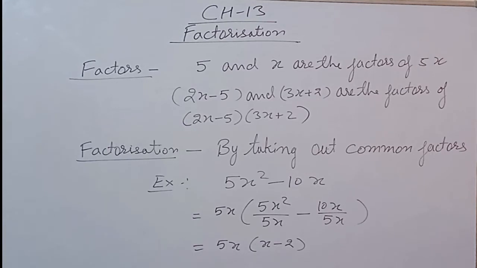So the first method is by taking out common factors. Here we have the polynomial 5x square minus 10x and we will factorize it. By inspection we find that 5x is the greatest monomial that can divide both terms of the polynomial completely. Taking 5x outside, inside the bracket we have 5x square upon 5x minus 10x upon 5x, which gives 5x in the bracket x minus 2. In that manner you can factorize 5x square minus 10x. Similarly you can do the sums of exercise 13a.